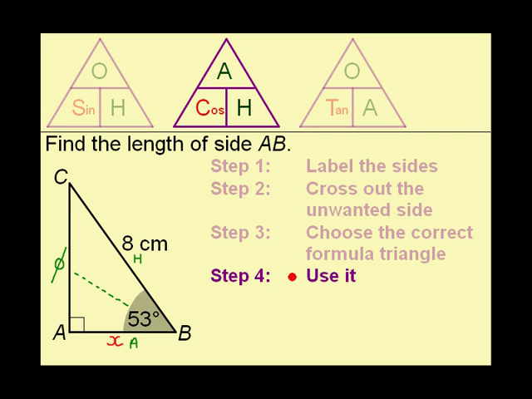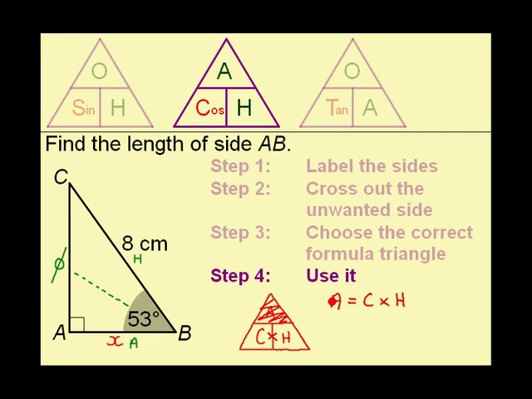Now in the final step, we need to use our formula triangle. So I'm going to write it out like this. Now I need to use this triangle to make a formula. The side I'm looking for is this one here, x, and I can see that that's the A. So I'm looking for the A. So I cover it up, and the 2 that are left are next to each other. That tells me it's going to be a times. So I've got C times H.